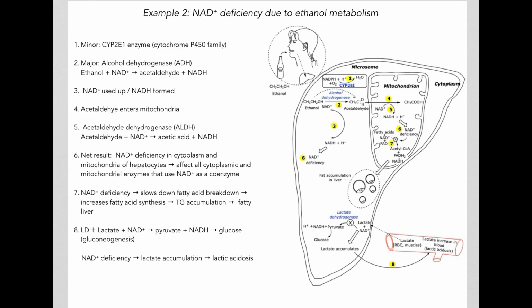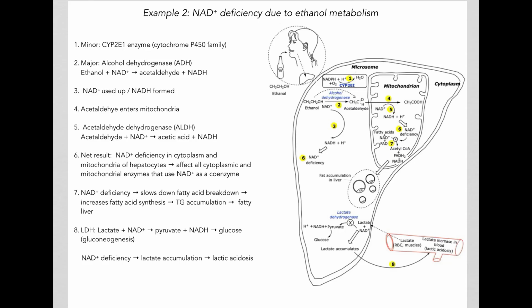So this NAD deficiency is going to affect certain enzymes. For example, fatty acid breakdown, beta oxidation, requires NAD, and without the NAD in the mitochondria, remember fatty acid oxidation occurs in the mitochondria. So without this breakdown of fatty acids in the mitochondria, there's going to be an increase in fatty acid synthesis, and that is going to lead to an increase in triglyceride synthesis and accumulation. And this triglyceride accumulation in the liver is going to cause what we call fatty liver.